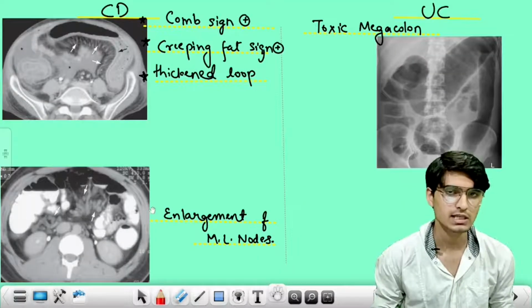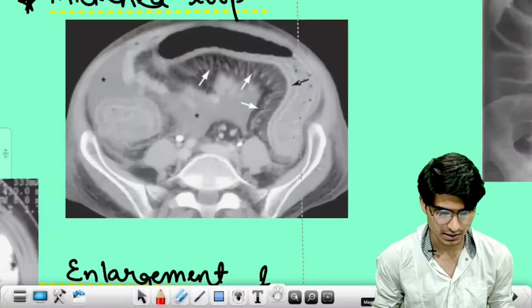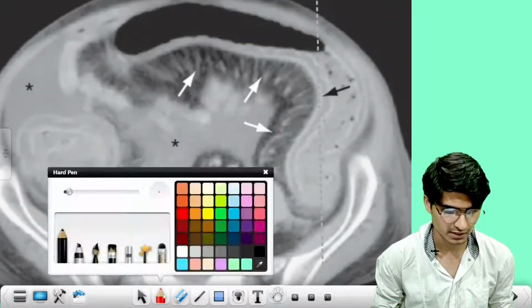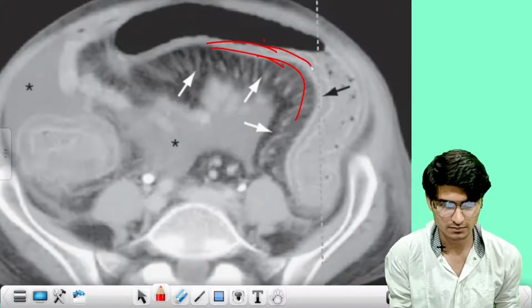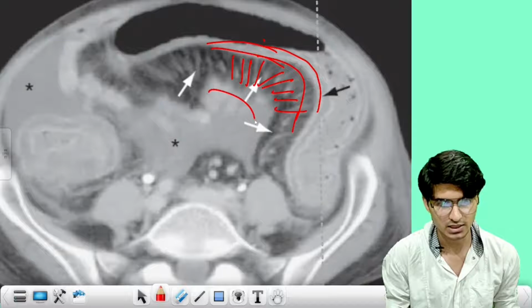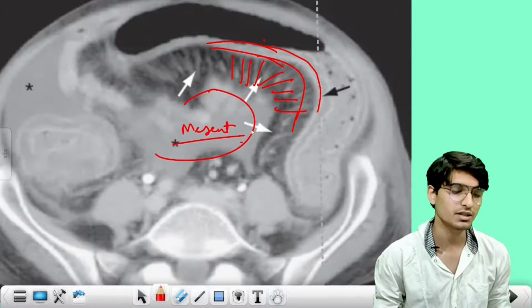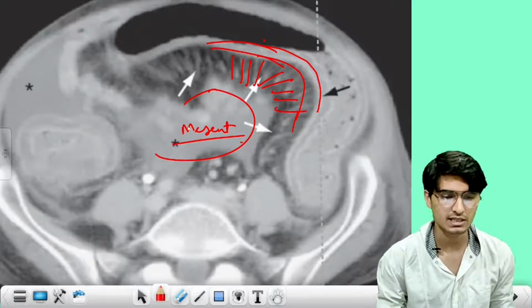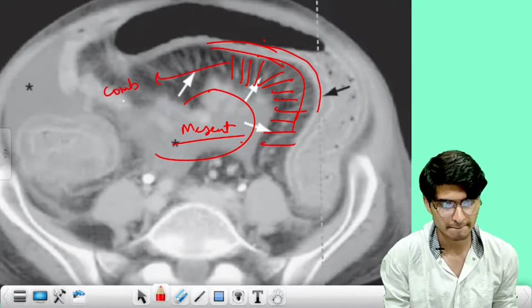And now we will discuss the CD findings, that is the comb sign here, right? Let me just magnify that, right? So this is our loop of the bowel, right? And these are the strings of the comb, and that is our mesentery, right? So this is basically a CT finding, the CECT finding, the contrast enhanced CT scan, right? This is our comb sign, right?